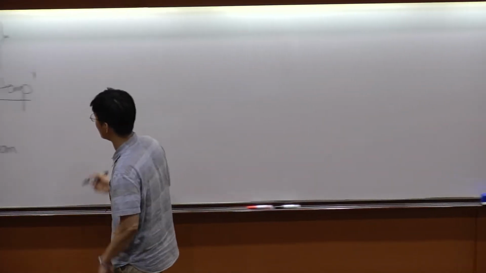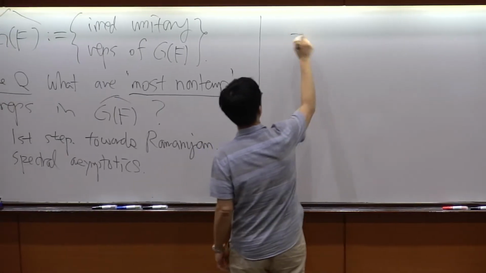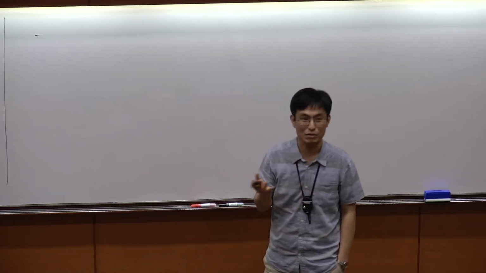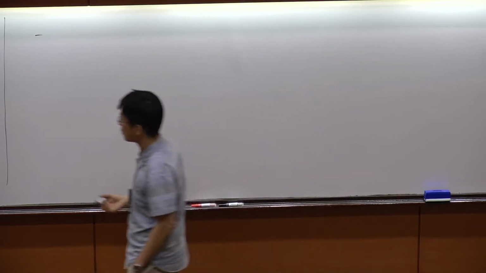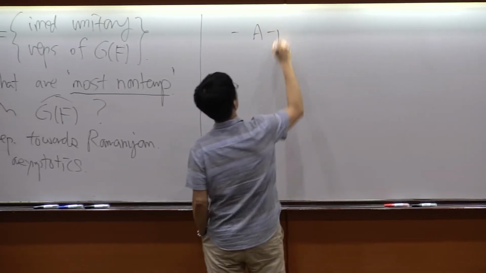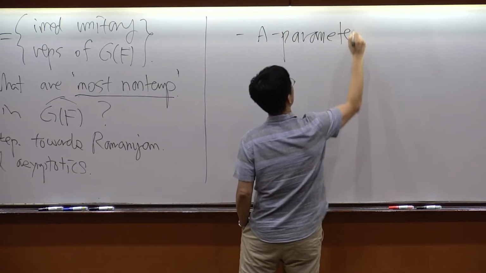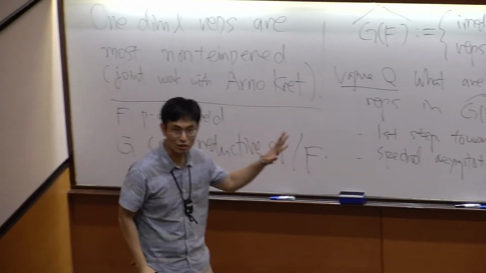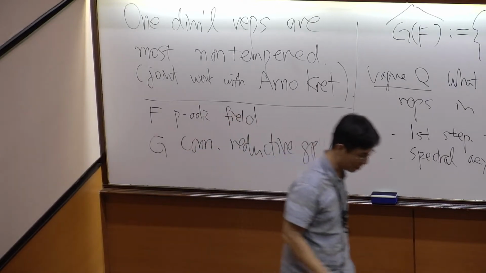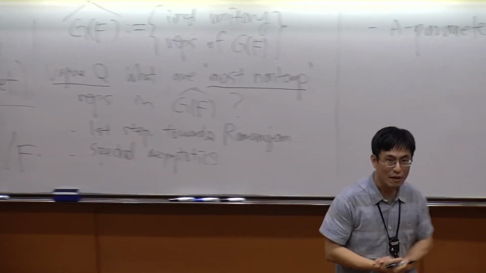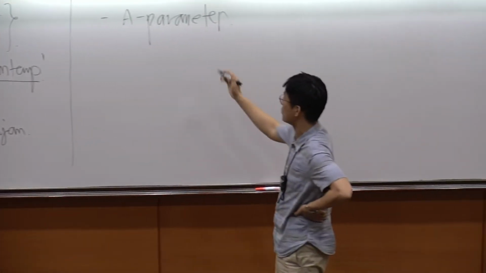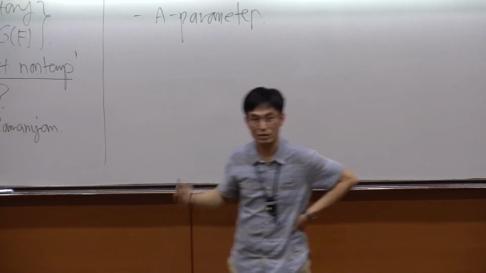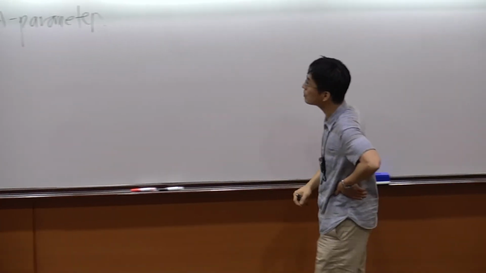There's no universal agreement, so I'll just list some possibilities. One interpretation is, if you somehow have A-packets or A-parameters, it was also mentioned in Nicholas's talk this morning, basically the SL2 part of the A-parameter is going to tell you how non-tempered it is. For instance, the most non-tempered thing would be the A-parameter such that the image of SL2 contains the regular unipotent elements in the Langlands dual group.